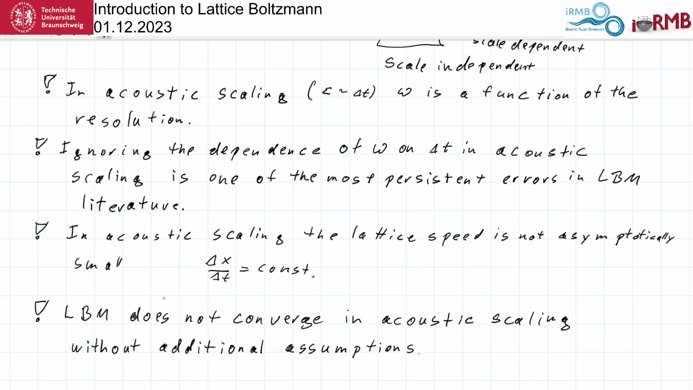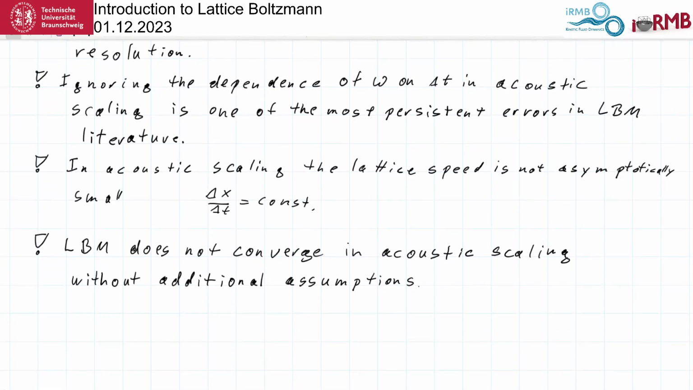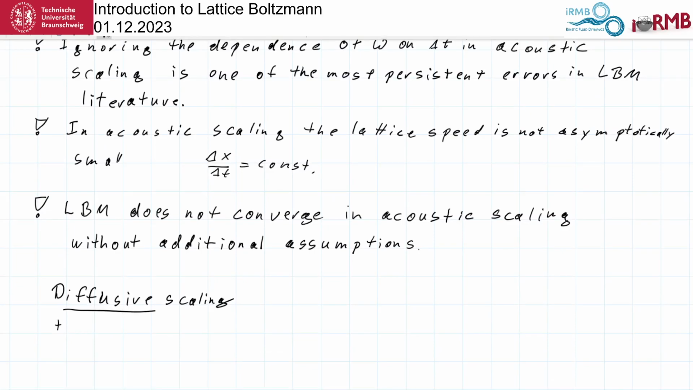Okay, so now I've bashed a lot on acoustic scaling. Now we come to the one that we are actually using here. This is the diffusive scaling. So what we want to have is that omega should be lattice scale independent. Make omega independent of the scale. That's the challenge. While at the same time the Reynolds number should be constant.